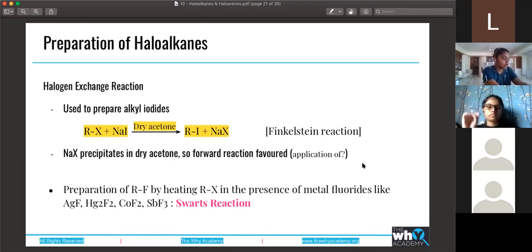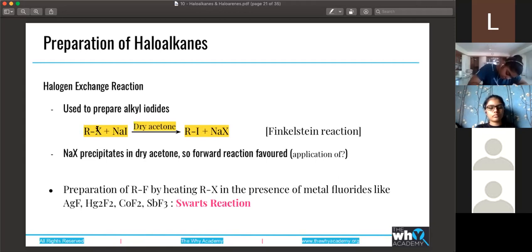So this is the third method. So we have done halogens, we have done hydrocarbons, not halogens, sorry, alcohols, hydrocarbons. Now in this case, halogen exchange reaction. So halogen exchange reaction is basically you are already starting off with a haloalkane and you're substituting a different halogen atom in that molecule. So you can use it to prepare alkyl iodides specifically.